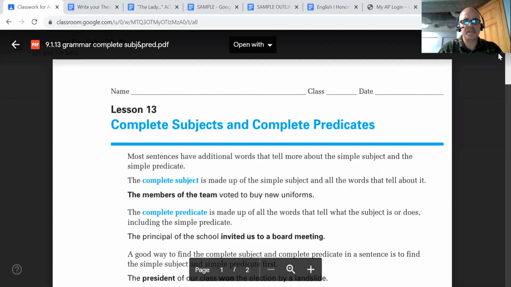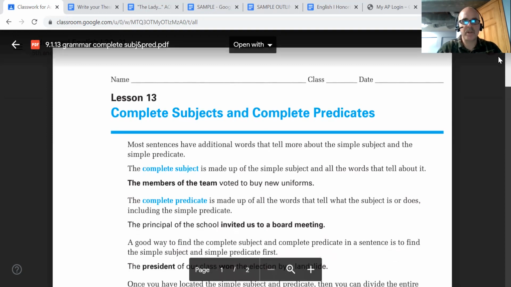So we did simple subjects and simple predicates last time, but the simple subject is the noun or pronoun. There's a subject in the sentence, but the whole part of the sentence that goes with it is the complete subject. And the verb, or simple predicate, is the verb sitting there in the middle of the whole other part of the sentence, maybe the other half of the sentence if it's a pretty standard sentence, and that is the complete predicate.